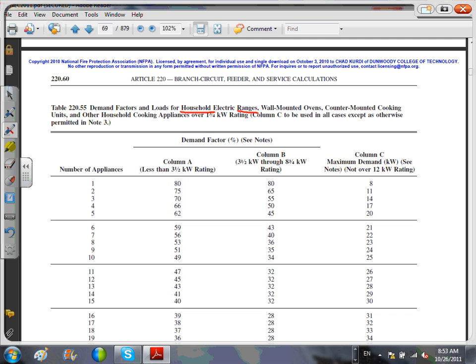If you have a range, anybody knows what a range is? Okay, let's define a range: a wall-mounted oven, a counter-mounted cooking unit, or other similar cooking equipment and appliances. Everybody knows what a range is. For most of the time, guys, you're going to have at least one or two ovens, as well as a countertop cooking unit in one big standalone range, right? So we have a unit to cook at the top and one or two ovens in one big appliance. That's your range.